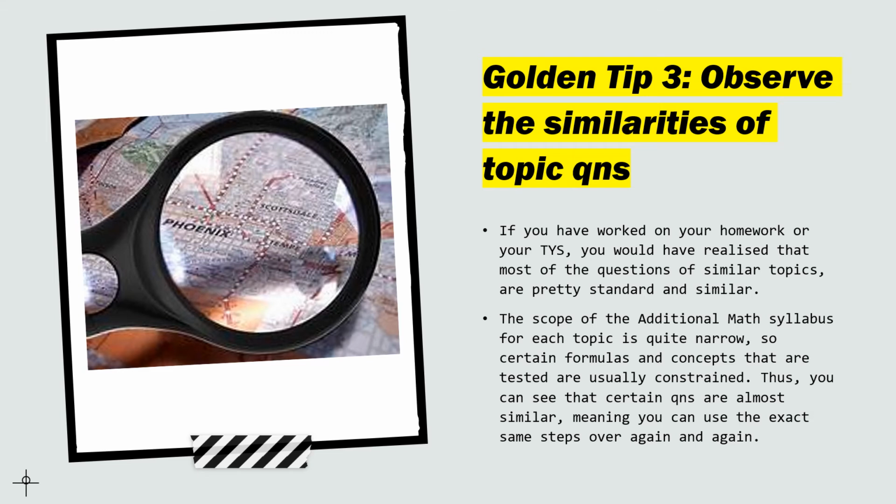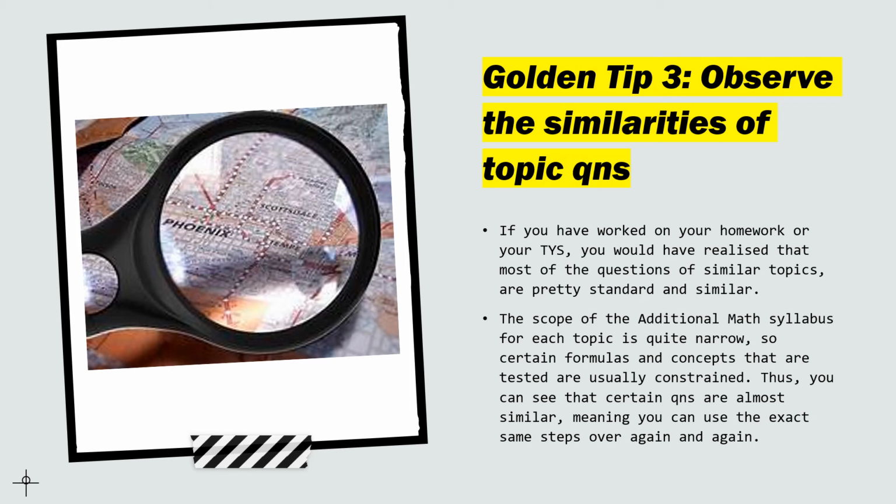The last golden tip that I have for you would be to observe the similarities of topic questions. This golden tip is actually more of an exam strategy, because there are a lot of similarities in the way the question is being asked in your 10-year series. If you look at your 10-year series, or do your homework from the textbook, you will realize that most of the questions of similar topics, for example differentiation, are pretty much standardized and similar.